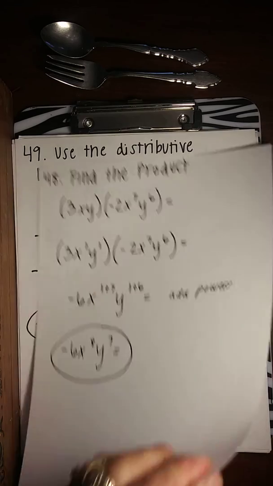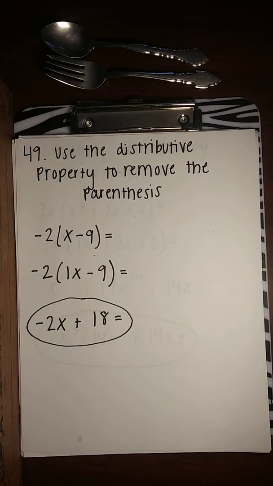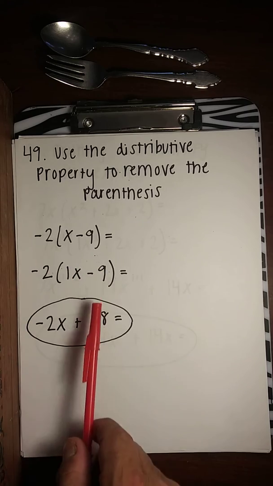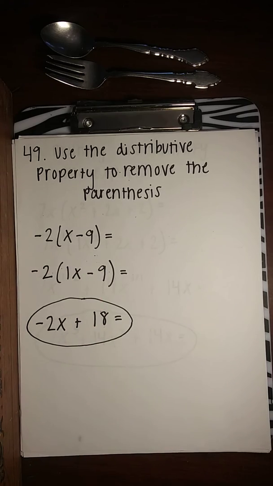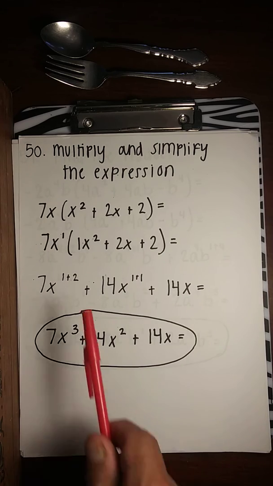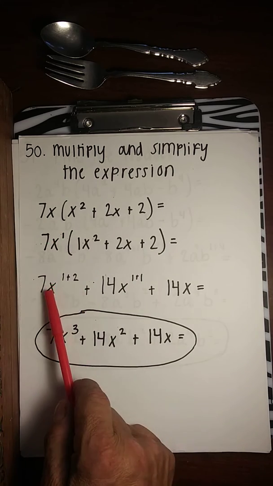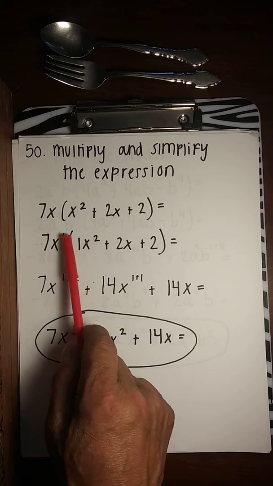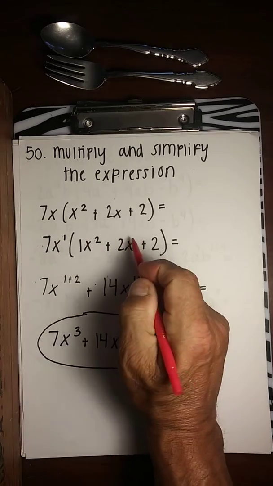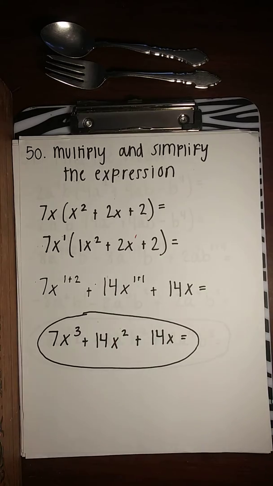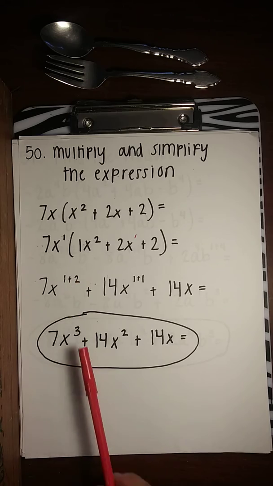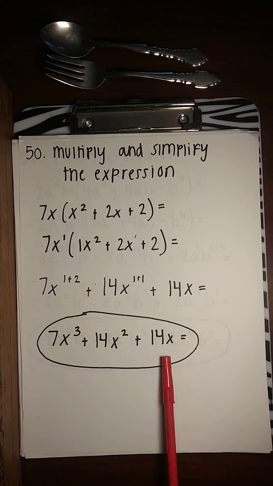Add the powers. Use the distributive property, remove parentheses. Negative 2 times that is negative 2x, and negative 2 times negative is a positive 18. Multiply, simplify the expression. Put a 1 there. That times that is going to be 7. 1 plus 2 power, and that's going to be 1 plus 1. It's like a 1 right there, if you want to think about it. Okay, so 1 plus 1. So we have 7x to the third plus 14x to the second plus 14x.